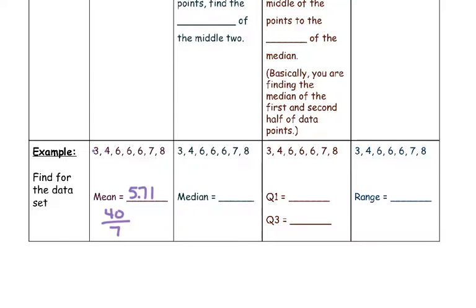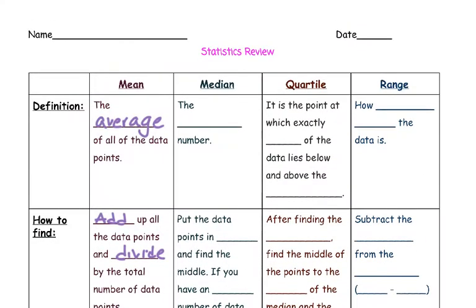Now let's move back up to the median. The median is really easy to calculate. That just means it's the middle number.